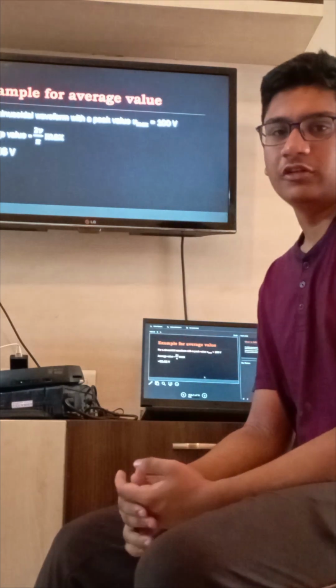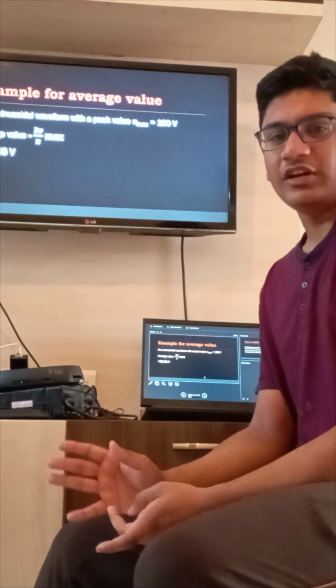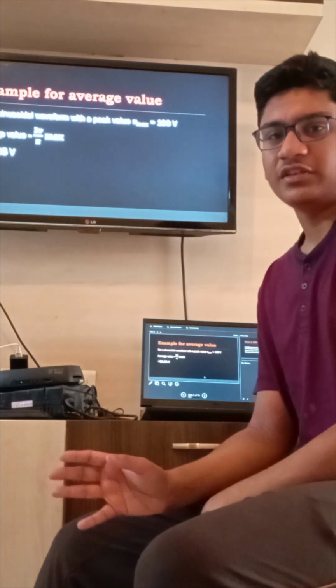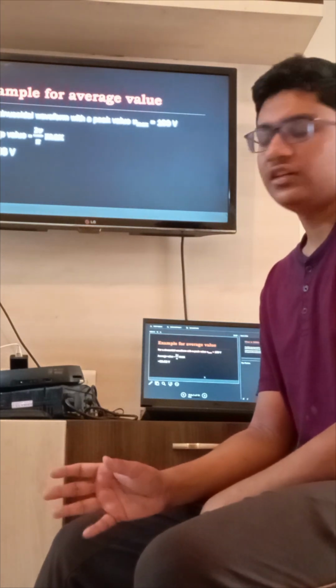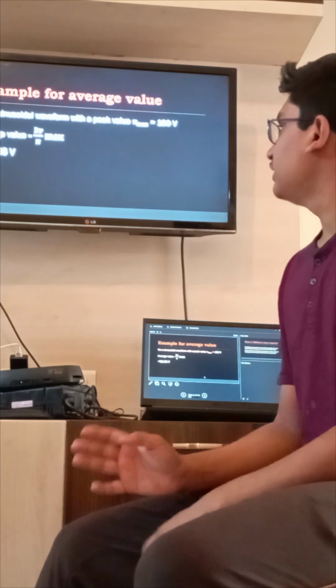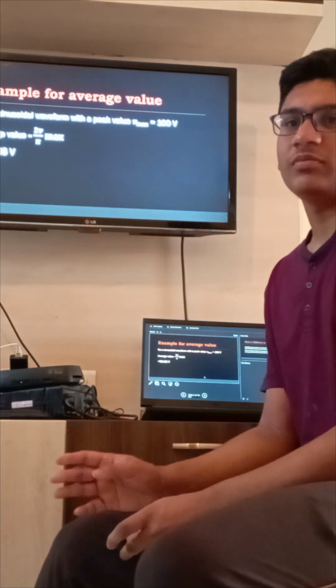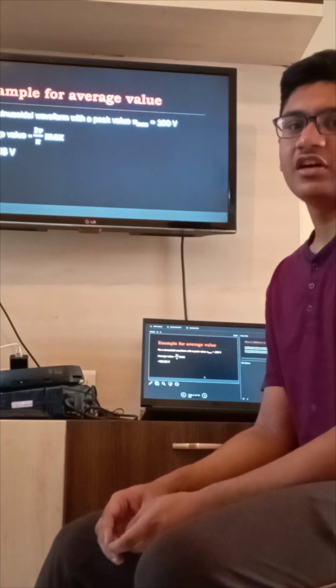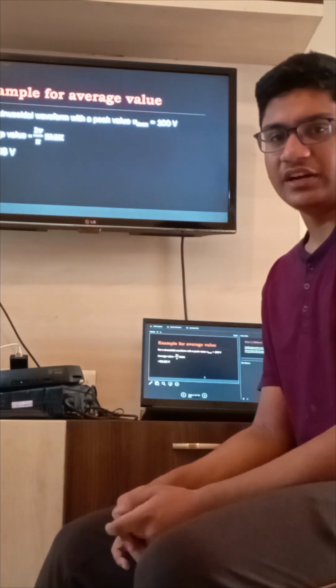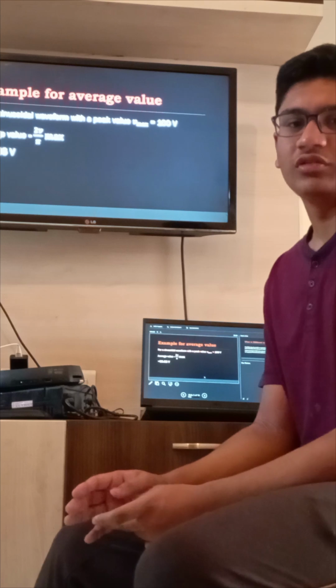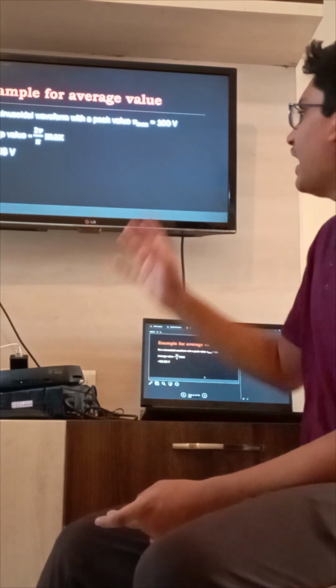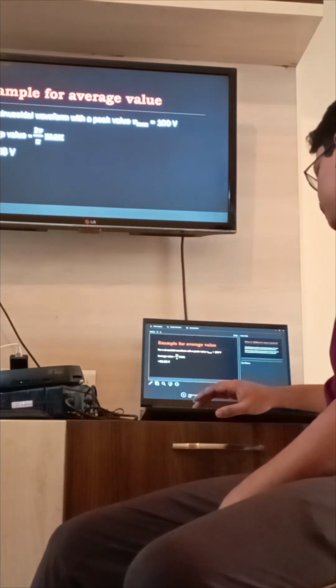Example for average value. For a sinusoidal waveform, let us say that the maximum value of voltage is 100 volts. Then the average value will be equal to 2 by pi into the maximum value Vmax, so 2 by pi into 100, which is 63.66 volts. We have found out the average value.